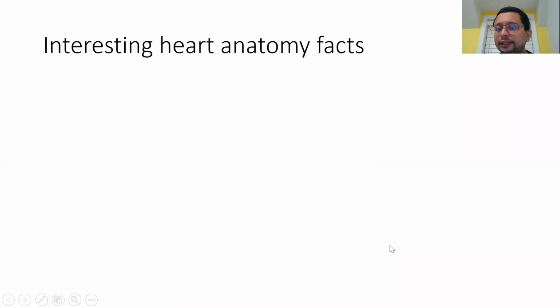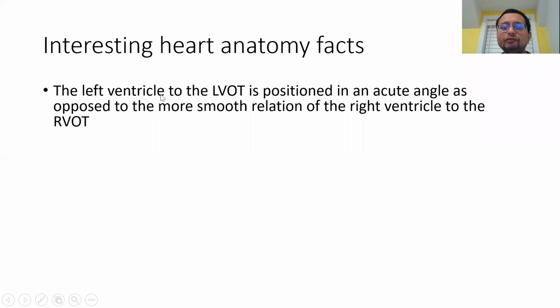Now, this is just an interesting heart anatomy fact. The left ventricle to the LVOT is positioned in an acute angle, as opposed to the smooth relation of the right ventricle to the RVOT. Meaning that in the left side of the heart, as the blood flows from the mitral valve to the left ventricle, and from the left ventricle to the aortic valve, it has to turn 90 degrees to the other side. Because of this, the way your heart muscle thickness and heart anatomy are arranged must be exactly right so that the flow of blood is perfect.